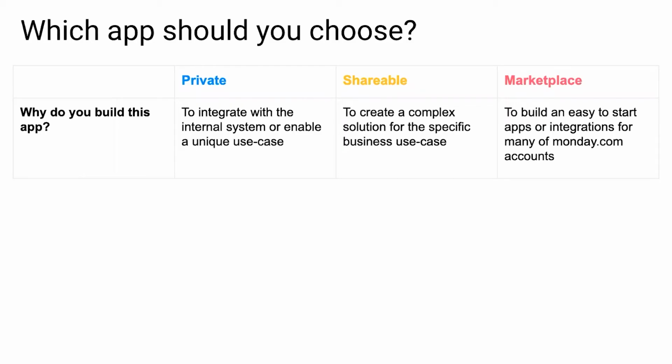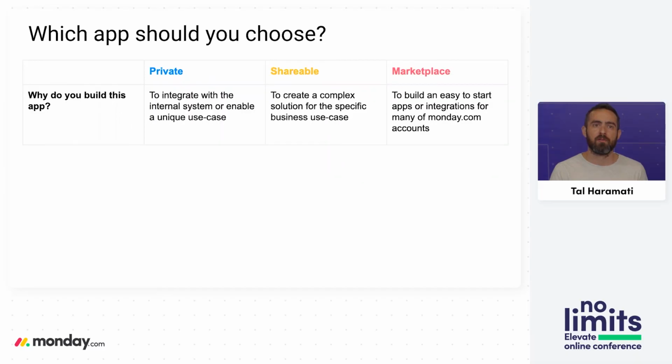Thank you, Vlad. In order to summarize these three types of apps, we've created this table you can see right here that analyzes the differences between them based on four questions you can ask yourself. Of course, nothing here is strict, and there are always exceptions, but it should give you the sense for which kind of app you want to build. First of all, why do you build this app? If it's for integrating an internal system or enabling a really unique workflow, it's probably going to be a private app. Shareable apps are usually aiming to solve a complex solution for a specific business use case, usually involving a high-touch implementation for people you are working with.